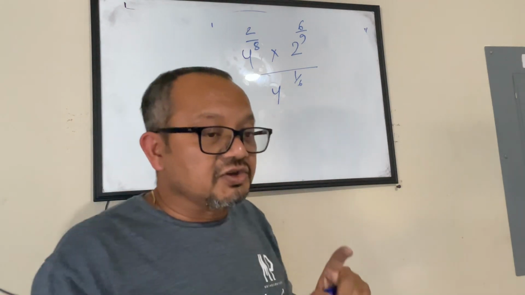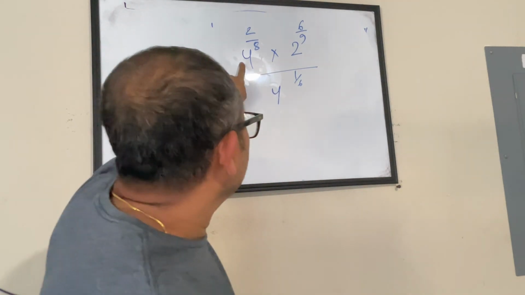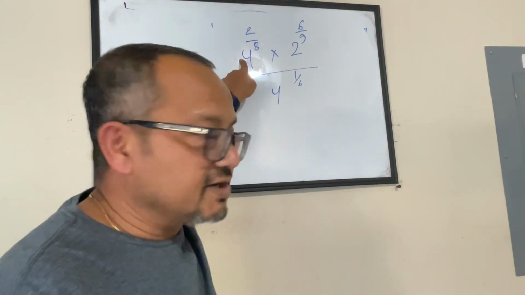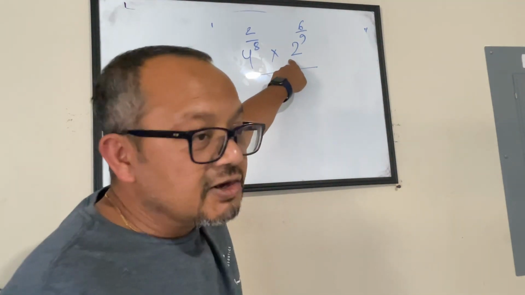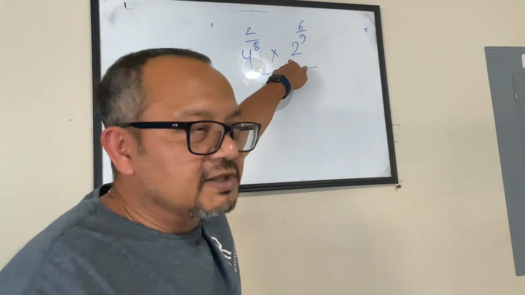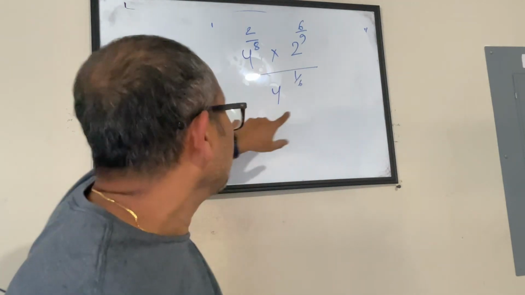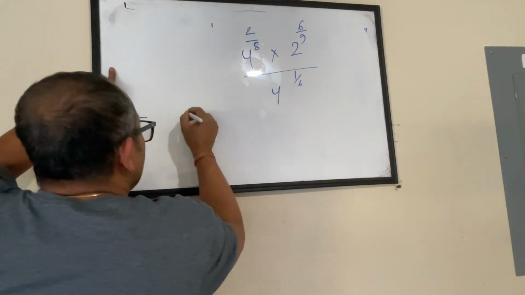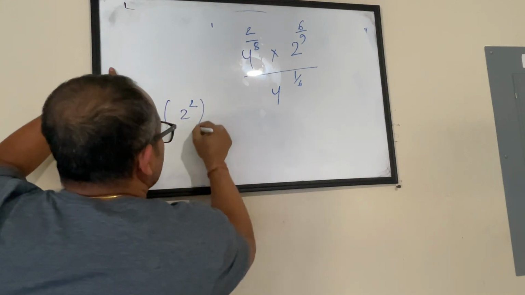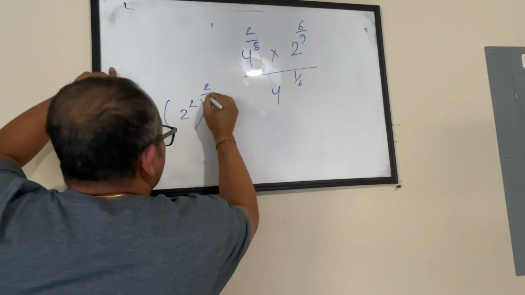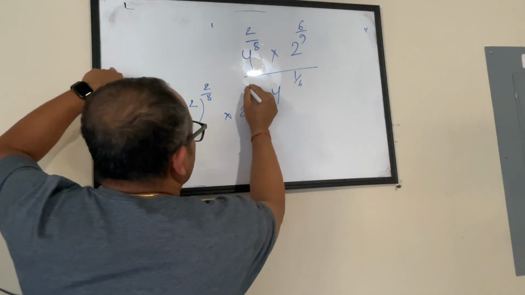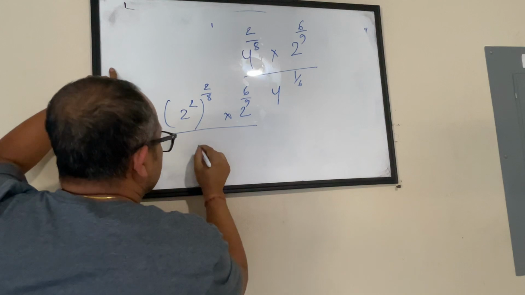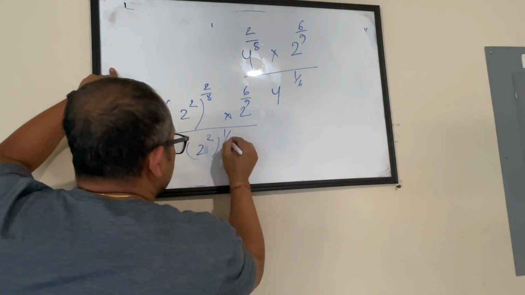Ideally what you should do is convert a bigger number into a smaller base. Because you know 4 is nothing but 2 squared. 2 is square root of 4, but that brings complication into the mix. But 4 you can always convert into 2 square. So let's do that. 4 I will write as 2 square to the power 2 by 8, multiplied by 2 to the power 6 by 9, divided by 4 to the power 1 by 6. So 4 again I will write as 2 square to the power 1 by 6.